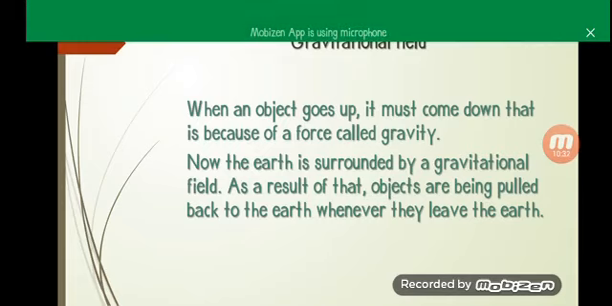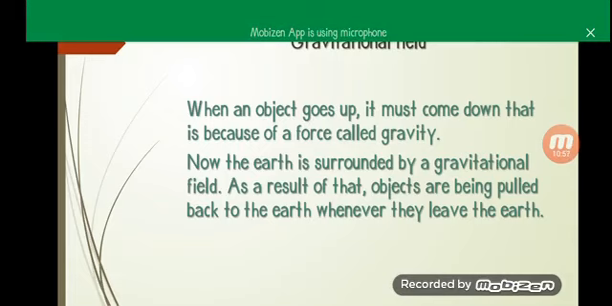Like the elders will say, anybody that comes out of the mother's womb, comes to earth, will one day go back. We're made out of clay and will all return to clay. So when an object goes up, it must come down because of a force called what? Gravity. So the earth is surrounded by a gravitational field.